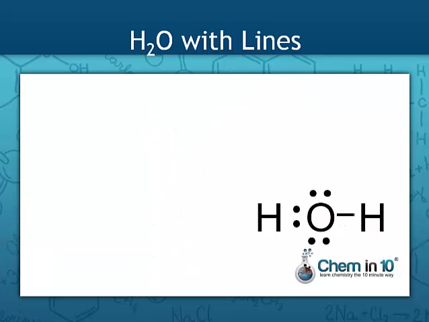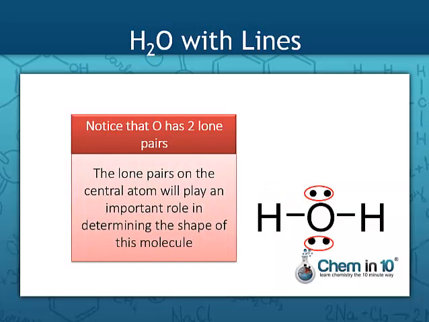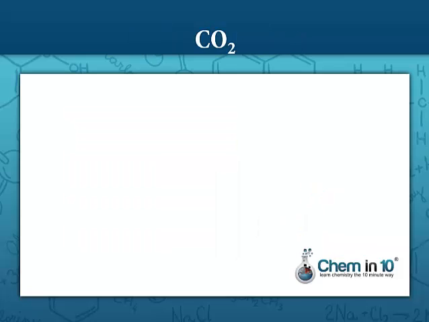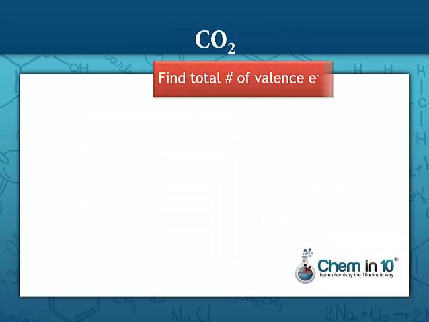And again, we can replace the bonding electrons with lines if we wish, but remember the lone pairs still exist and we still need to draw them in the Lewis dot structure. The lone pairs on the central atom will play an important role in determining the shape of this molecule. Let's look at one more example, carbon dioxide.